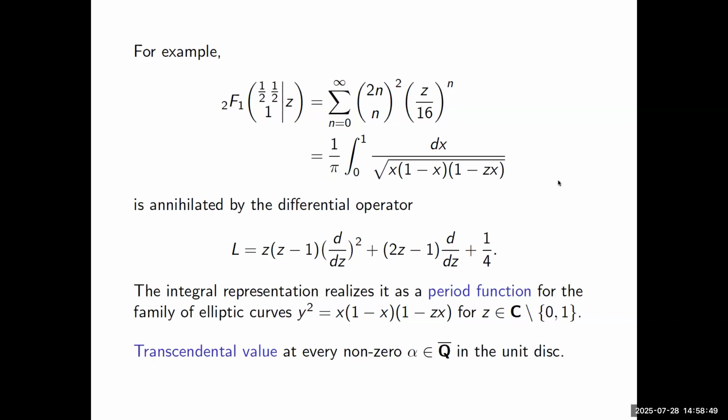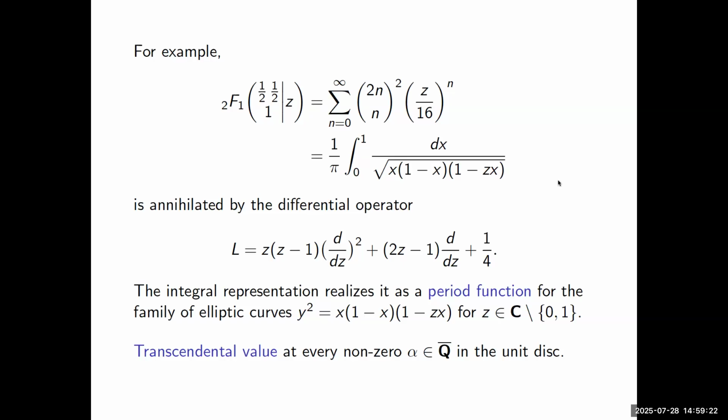let's do an example of hypergeometric series. So this is the most classical example. So it's 2F1, and the parameters are 1/2, 1/2, 1. In that case, you work out the coefficients that is given by these binomial coefficients up to the 16th. Here's the differential equation of order two. But maybe the most interesting feature here is that you can also write this function as an integral. You get this elliptic integral.